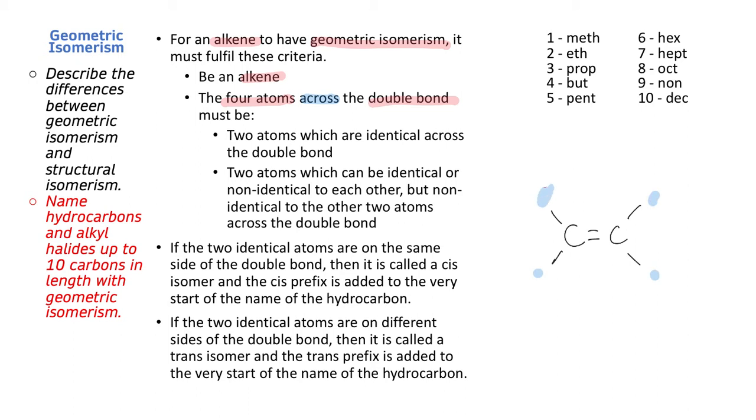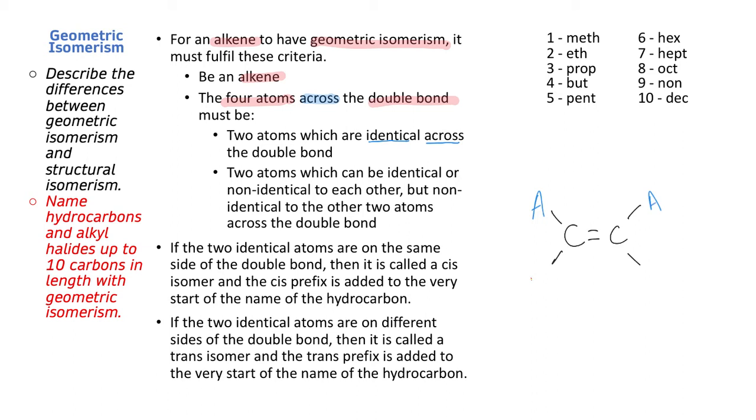So let's have a look at these ones here. I'm going to be using the letters A, B, C, D to represent the ideas. So two atoms which are identical across the double bond. So A here and A here. These are identical and they're across the double bond, which means one on either side. But if you had two identical which were not across the double bond, like over here, it's not going to have geometric isomerism. They have to have the two identical ones across the double bond. So that's that one here.